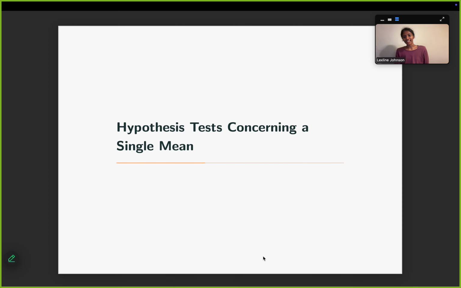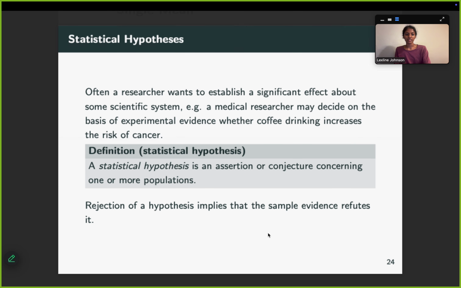I'm Lexi, and I'll be going over hypothesis testing and two of the kinds of testing. So first we can go over hypothesis tests concerning a single mean.